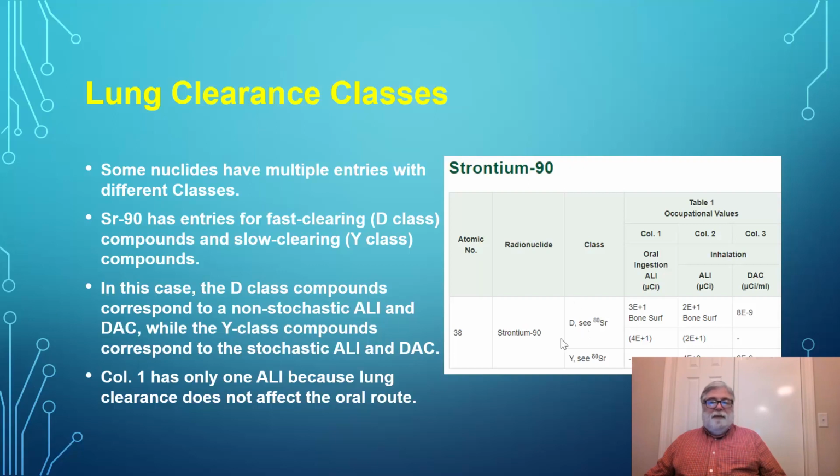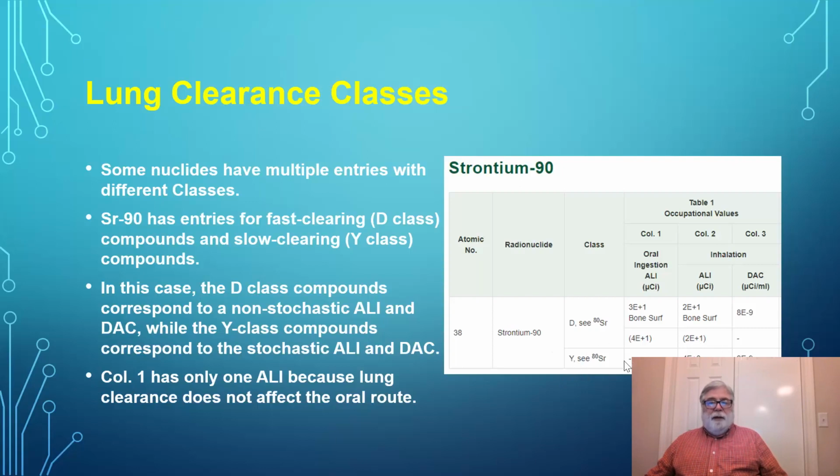So in the D clearance class, you can see that there is an organ limit, 30 microcuries, reaches non-stochastic limit for the bone surface. It also gives me the ALI that would reach the committed effective dose. 40 microcuries would give me 5 rem to the whole body effective dose equivalent.